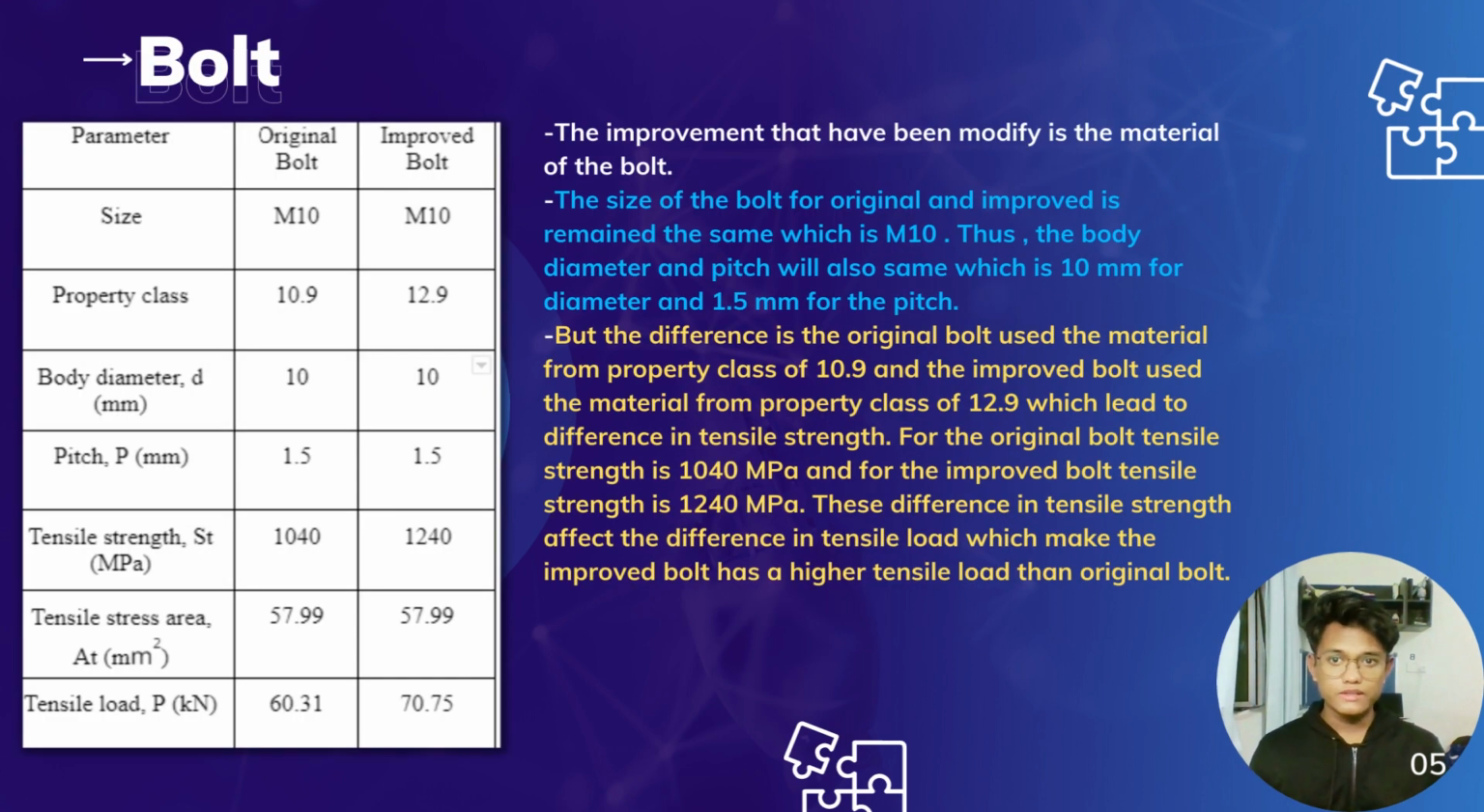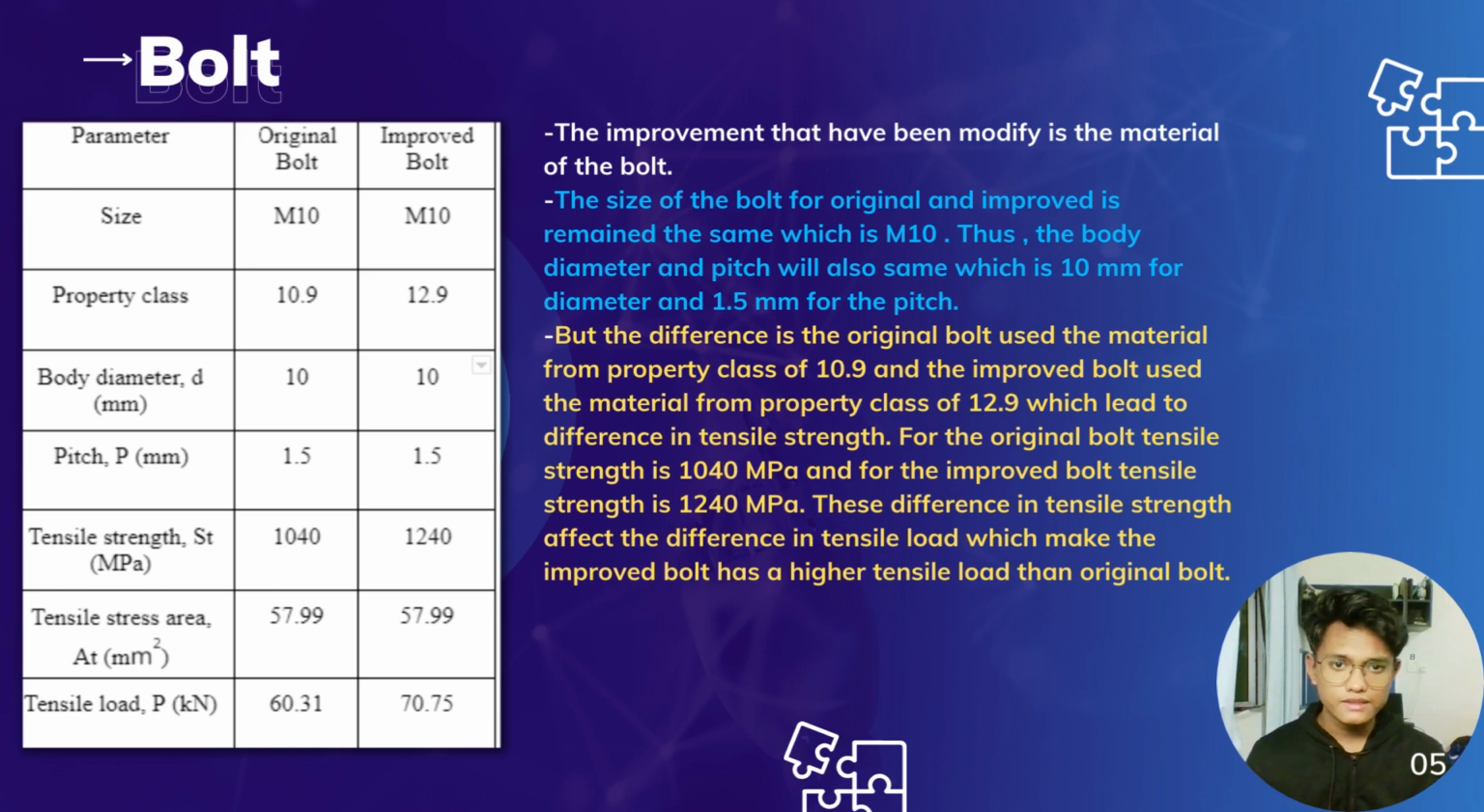And this is our comparison of the parameters for the original bolt and improved bolt. What we improve in this bolt is the material of the bolt. I will speak about the similarity first, which is the size of the bolt for original and improved bolt remains the same, which is M10, and then the body diameter and the pitch will also be the same, which is 10 mm for the diameter and 1.5 mm for the pitch.